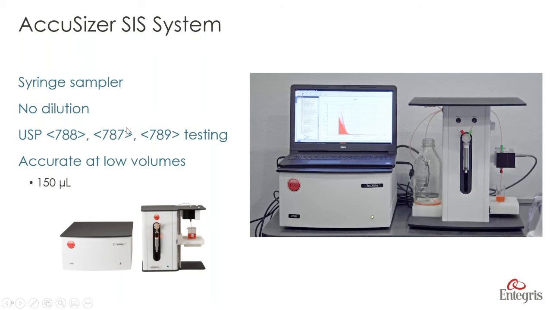This sampler has no dilution, so we use this typically for contamination and for low concentration samples. And the volume accuracy here is very solid, all the way down to being able to measure volumes as small as 150 microliters, which we will discuss when we talk about USP 787.